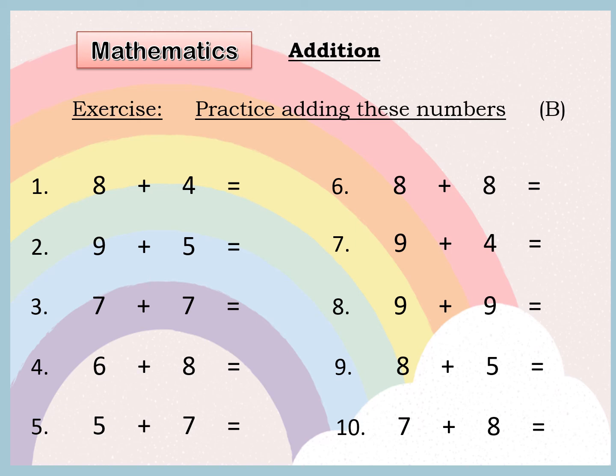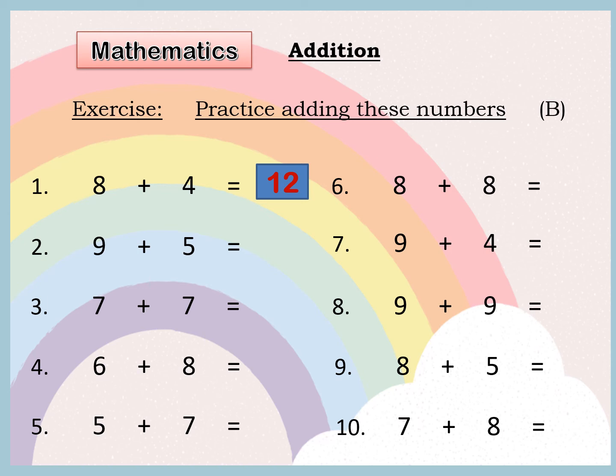Number 1. Kids, we have 8 plus 4. Which number is bigger? Yes, 8 is bigger than 4. So put 8 in your mind. Remember number 8, put it in your head, and then count 4 on your fingers. 1, 2, 3, 4. 8 in your head, 4 on your fingers. So 8 plus 4 is 8, 9, 10, 11, 12. 8 plus 4 is equals 12. Did you get the right answer? Good job. Okay, let's proceed to number 2.